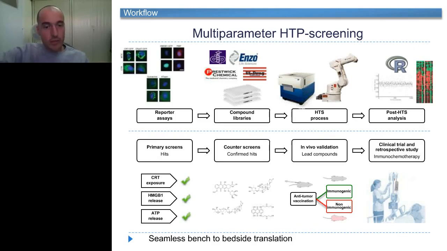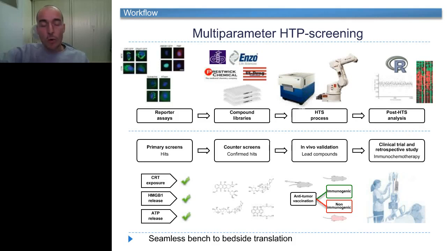And all the primary hits that we get from the initial screen, we validate in counter screens, meaning that we're using assays that are not image-based, but we detect calreticulin with an antibody staining and FACS assays. We detect HMGB1 with a commercially available ELISA kit, and we detect the release of ATP with a luciferin-based assay.